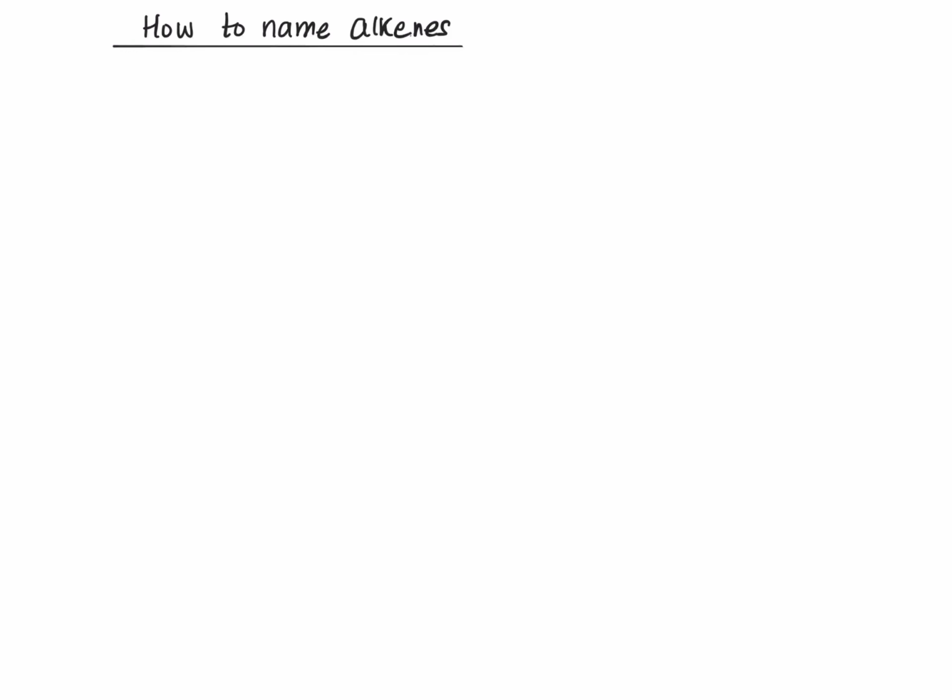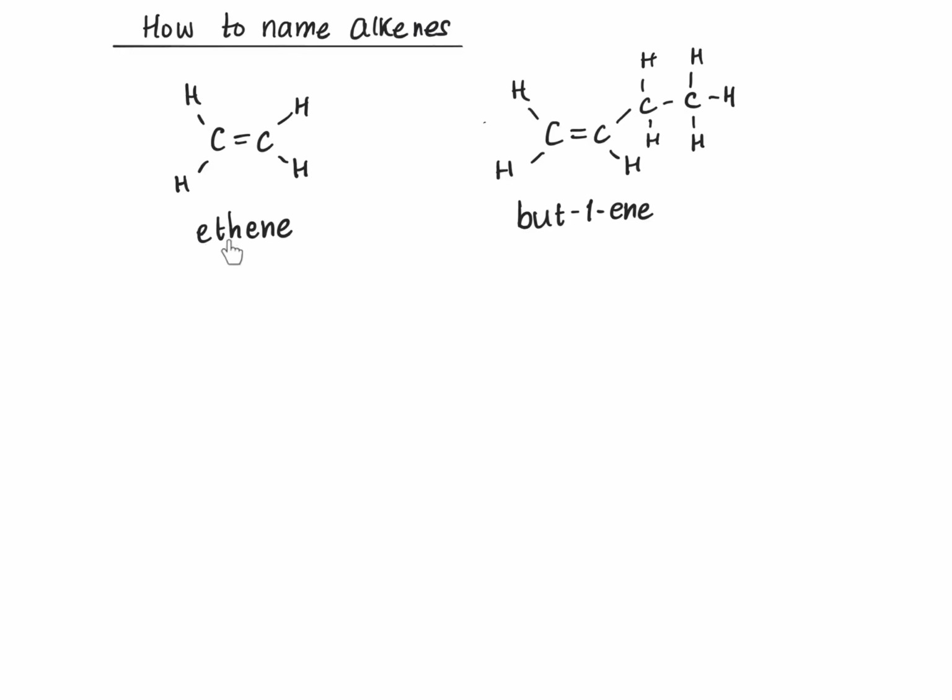How to name alkenes. Alkenes are hydrocarbons in that they contain only the elements of carbon and hydrogen bonded together. But alkenes also have at least one carbon-carbon double bond, and a double bond is shown as what looks like an equal sign between two carbons. This alkene is called ethene, and this one is called but-1-ene. And this video will show you how to work out the name from the structure.